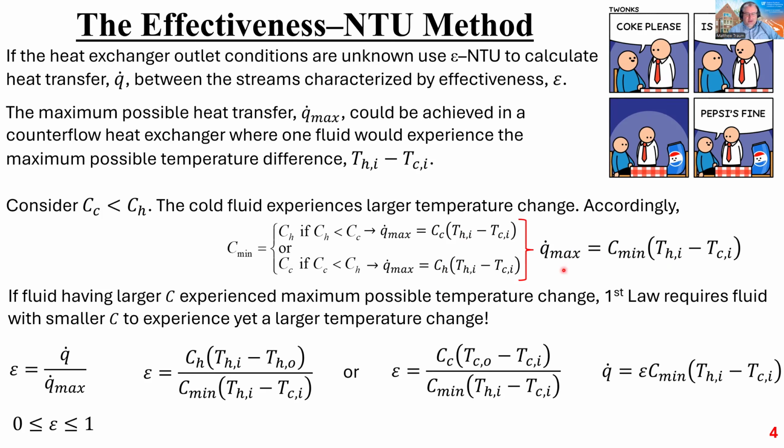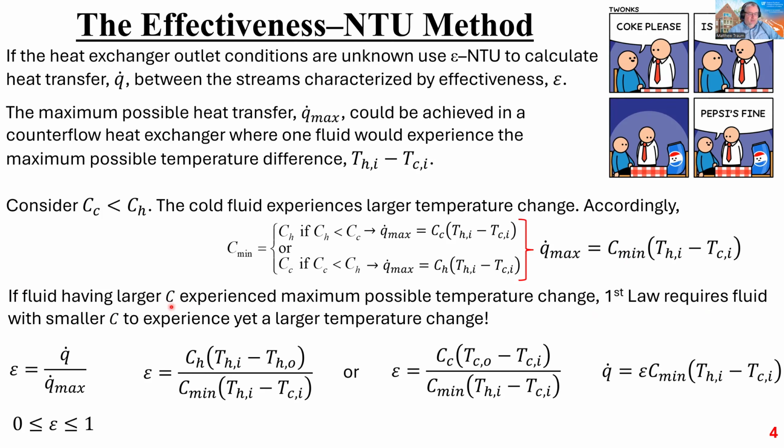And this construction often causes a lot of confusion, right? Because why in the heck is Qmax associated with Cmin? Shouldn't it be the other way around? Shouldn't Qmax be associated with Cmax? Well, if you think it through, if the fluid having the larger C experiences the maximum possible temperature change, then the first law would require the fluid with the smaller C to experience an even bigger temperature change, right?